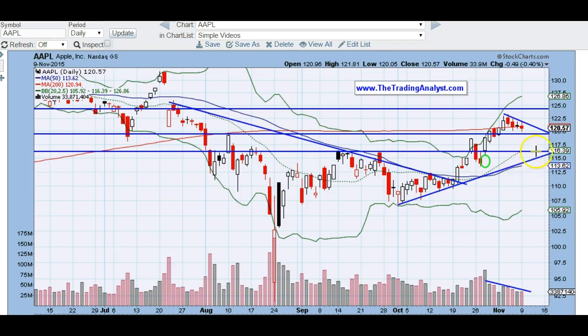Okay, so I really like Apple for a long. If we can consolidate against this trend line, we've got the 50-day moving average right here, this blue line right here, which is pointing up as well. And by the time that Apple comes down to that level, we'll have the 50-day moving average as well as the uptrend line support. Okay.